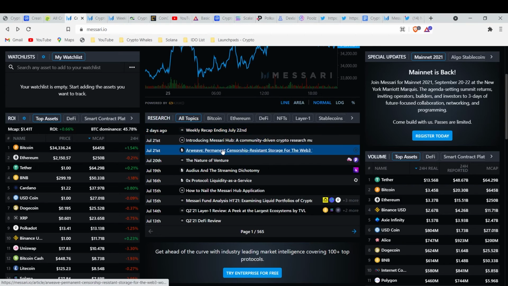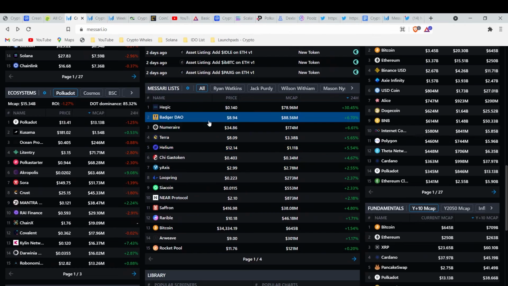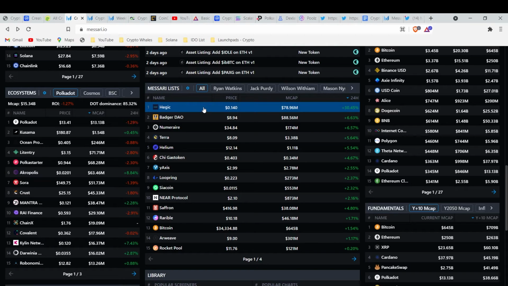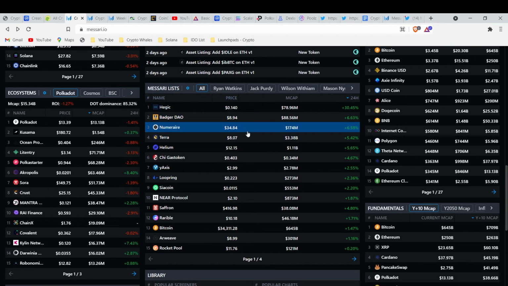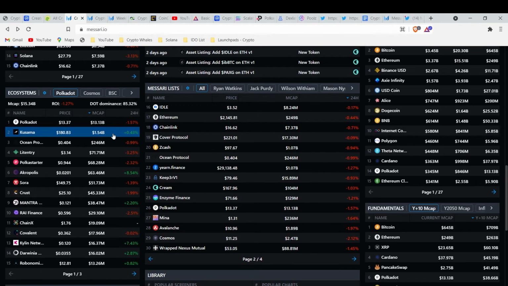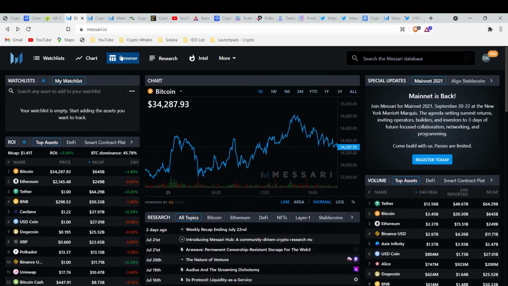Now, apart from the research part, we also look at the Messari list. Now, the Messari list is kind of a neat list because these are crypto assets that the Messari team is actually watching. When I look at this, it's quite an interesting list because some of these projects I might not have seen before. The other part of looking at Messari.io is the screener.